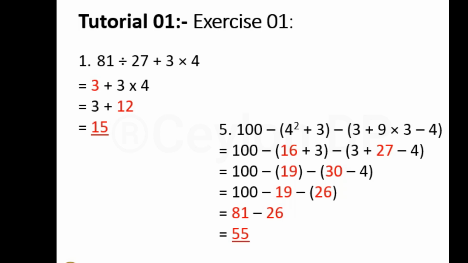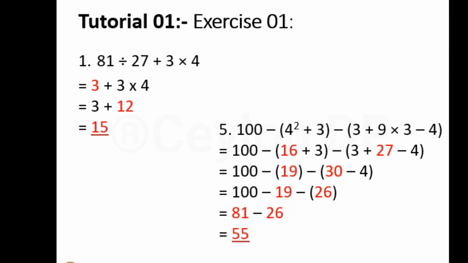In here, 81 divided by 27. Answer is 3, the red color answer. And then in the next step, you have to do the multiplication. It means 3 multiplied by 4. Answer is 12. And 12 plus 3, answer is 15. If you didn't follow this method, the BODMAS rule, you may get a different answer than 15. But it's wrong. Therefore, you have to follow this BODMAS rule and solve it.